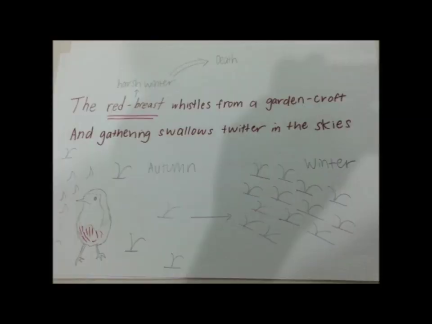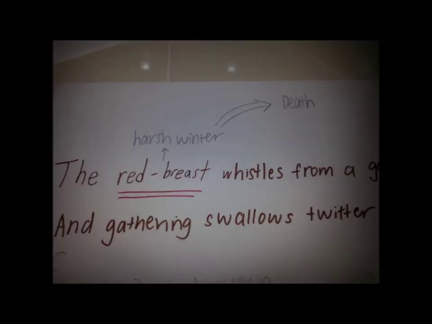"The redbreast whistles from a garden-croft, and gathering swallows twitter in the skies." The use of redbreast, which is a winter bird, signals the close arrival of harsh winter and eventually harsh death. Hence, the redbreast whistles as well as the gathering of swallows shows that they are preparing for migration, while autumn leaves and winter comes.